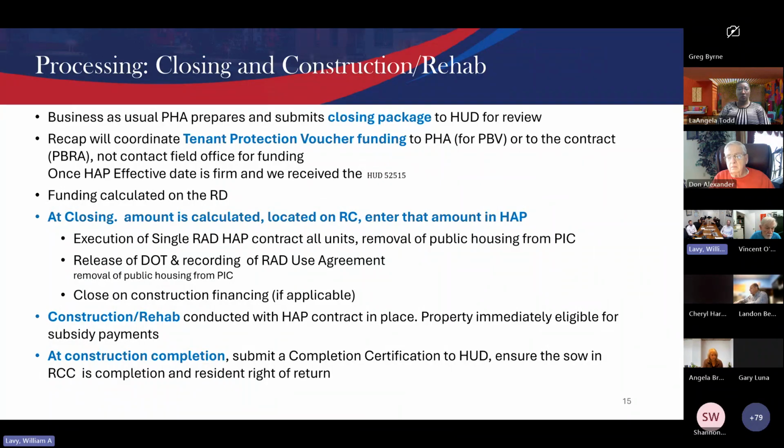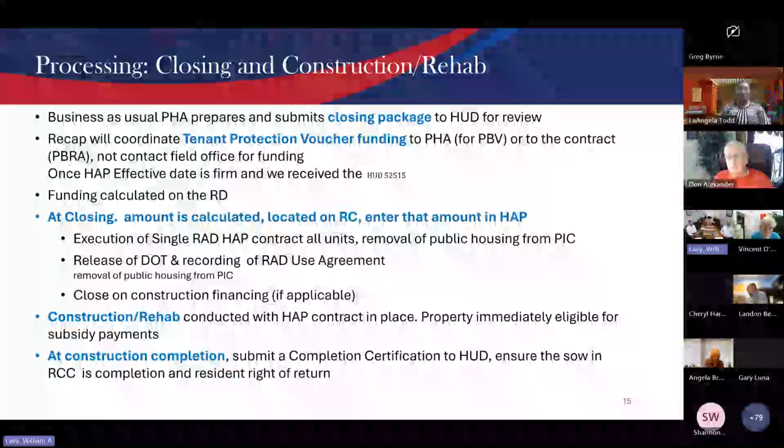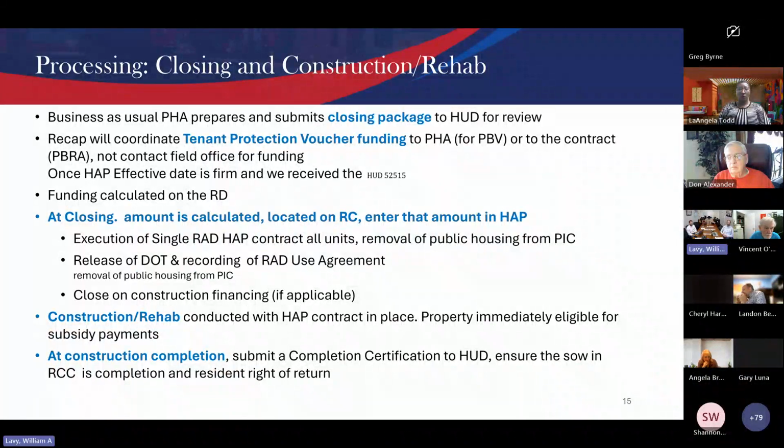Once those documents have been recorded and released, then the units will be removed and released from PIC. And then you'll close on any construction financing if applicable. During the construction stage, your HAP contract stays in place. So whatever your HAP effective date is, and while the property is in construction, the units are eligible for subsidy payments, as Will mentioned earlier. And then the construction period we've seen ranges from 2 years to 3 years, sometimes even 4 years.